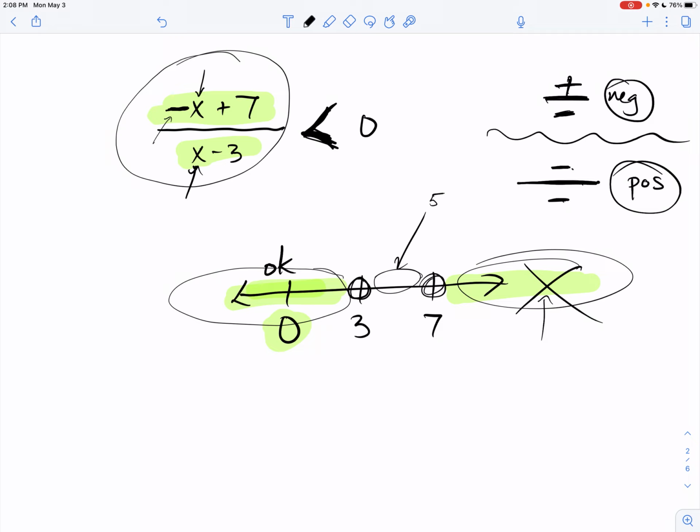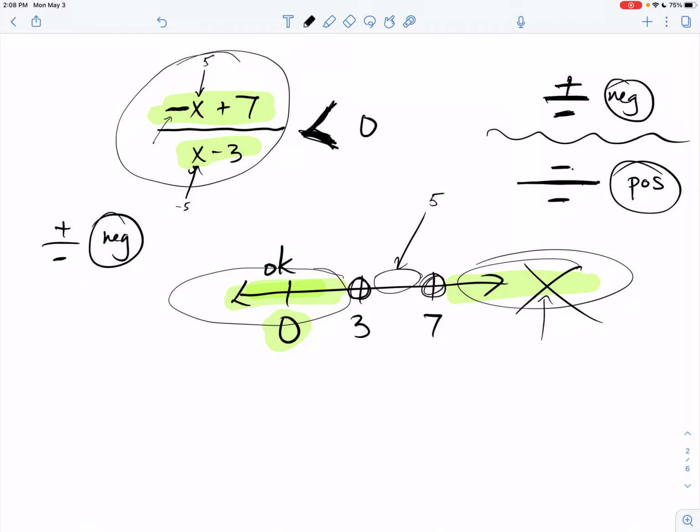So if I plug in 5, once again, I'm going to say, what if this was a 5, right? So I get negative 5 plus 7, that's a positive. So I'd get a positive on the top. And if this was a negative 5 minus 3, that's a negative 8. I'd get a negative in the bottom. So a positive divided by a negative is a negative. So you say, hey, negative stuff is less than 0.